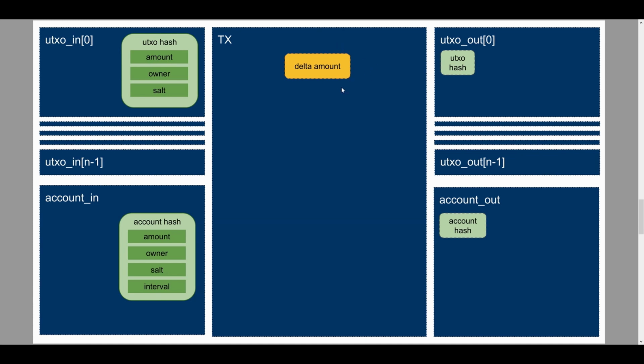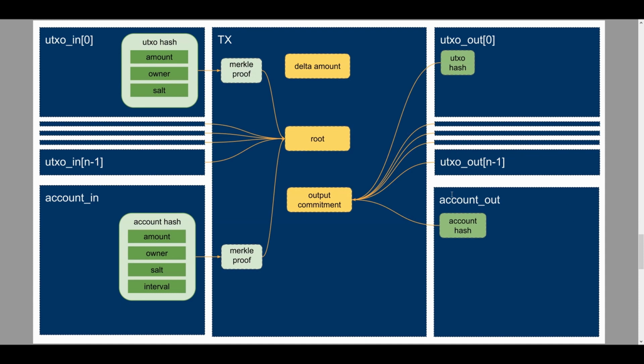Delta amount is a parameter used for withdrawals, deposits and gas fees, and this is the output: UTXOs, UTXO hashes and account hashes. These aren't public fields of our zkSNARK, but we can compute a hash of the whole output structure. This is the output commitment of our transaction. It is public.